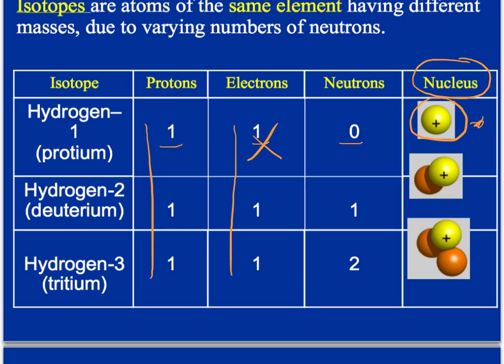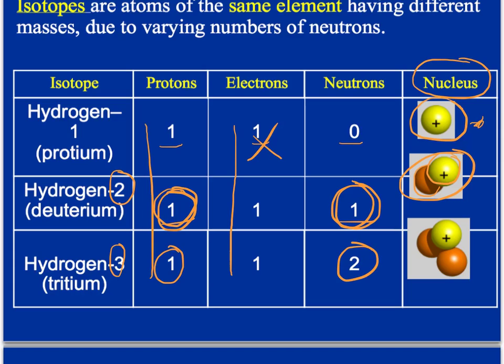The next one, hydrogen 2, we call it hydrogen 2 because it has 1 proton and 1 neutron. Remember, the mass number is equal to the number of protons plus the number of neutrons. So in this case, 1 plus 1 makes 2. And so in this nucleus, we can see 1 positively charged particle and 1 neutral particle, a neutron. Hydrogen 3, again, the mass number is 3, and the reason is we have 1 proton and now 2 neutrons. So 1, 2, 3 subatomic particles in the nucleus, so our mass number is 3, and this is what we would see if we looked in the nucleus.